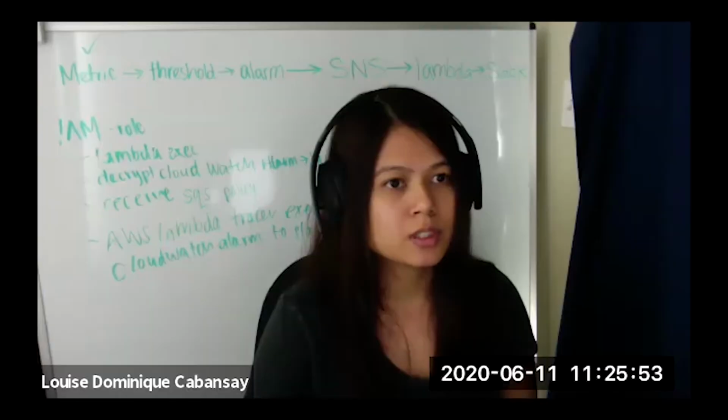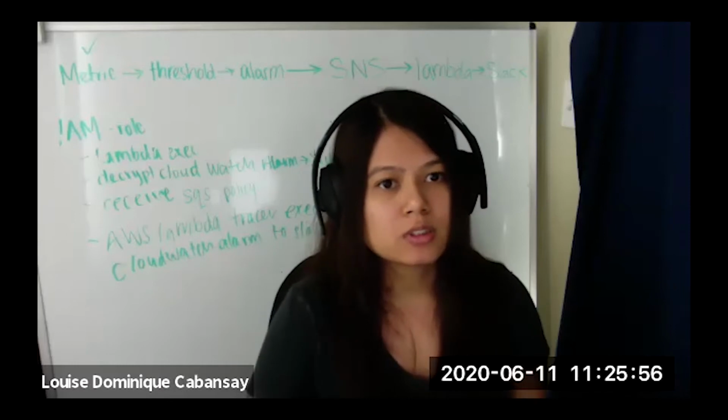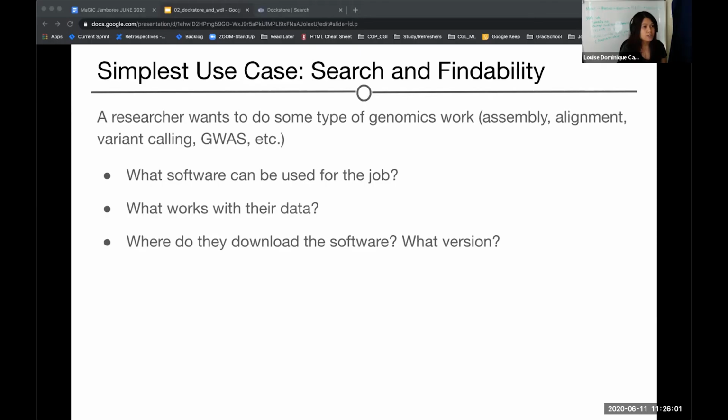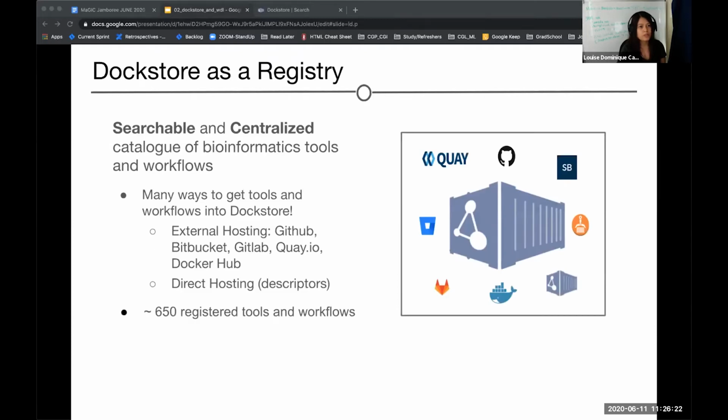So that brings us to, how is Dockstore actually useful and what kinds of problems does it solve? As our first example, let's go over the simplest use case, search and findability. A researcher wants to do some type of genomics work, whether that be assembly, alignment, variant calling, or an entire genome-wide association study. This researcher wants to know what software can be used for the job, what works with their data, where do they download that software, and what version should they use. Well, this brings us to Dockstore's function as a registry.